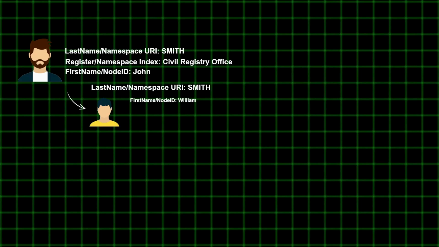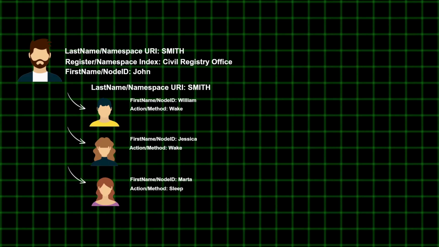Mr. Smith has 3 children, so they automatically inherit the name Smith. They all share the same namespace. The first is William, the second Jessica, and the last Martha. The first 2 are performing an action called a method. In the OPC UA model, they are both awake, while the youngest is in off mode.